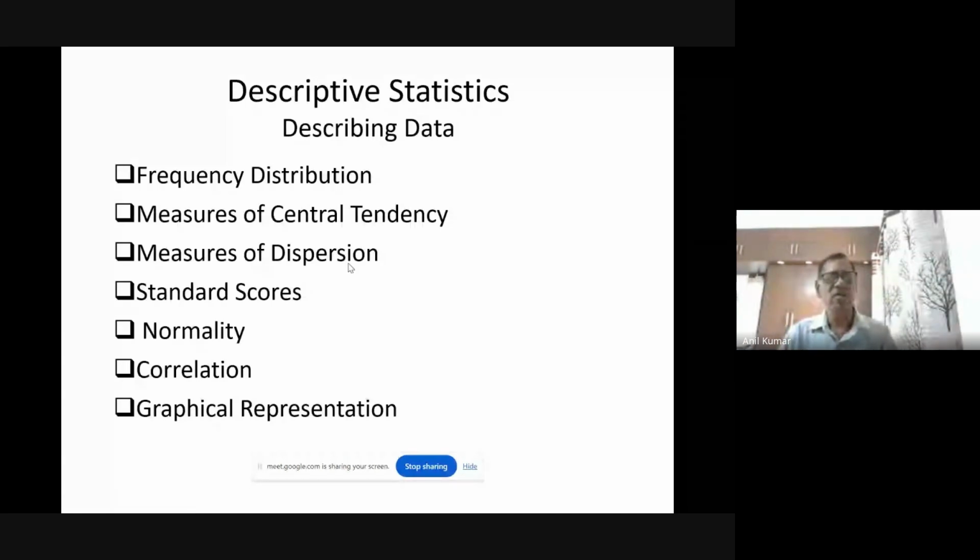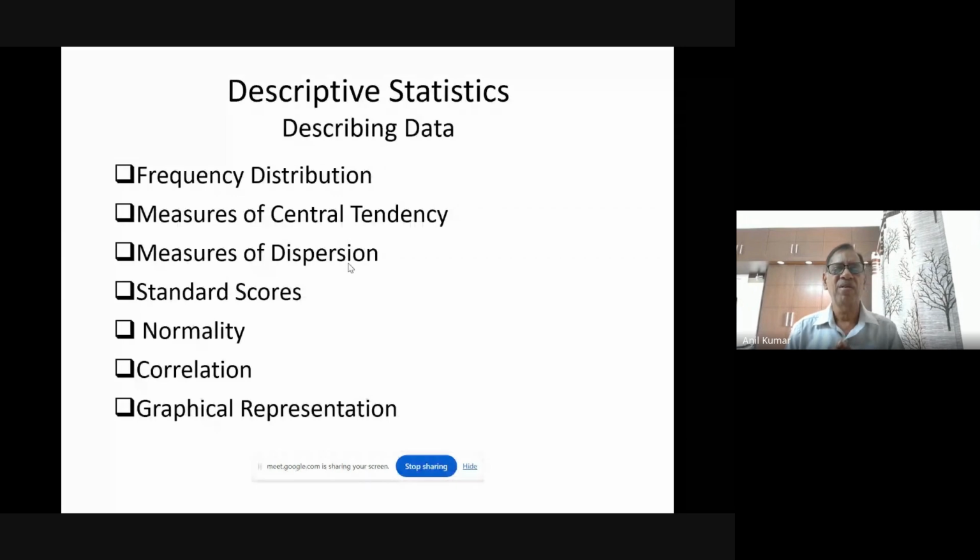Standard scores, I think nowadays there is much use of T scores and Z scores, all these are standard scores. I think the UPSC examination and a lot of employment agencies are nowadays in the process of using standard scores. Why? Because they want to describe that data.